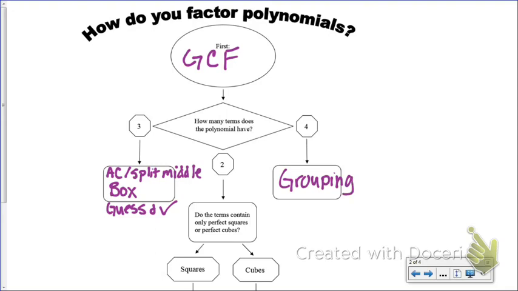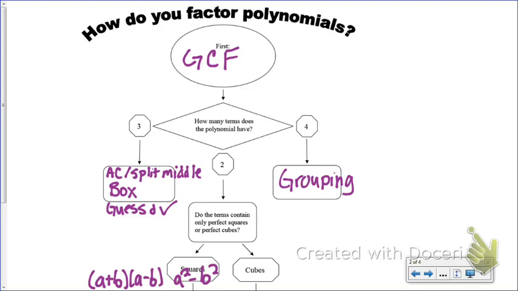And then sometimes you have just 2 terms. If there are 2 terms, there are a couple of different options. If those 2 terms are perfect squares, that means you know the square root of the first term and the square root of the second term. So if you have something in the form a squared minus b squared, that is a difference of squares, and you're used to seeing those from Algebra 2. A squared minus b squared factors into a plus b and a minus b, where a is the square root of the first term and b is the square root of the second term.